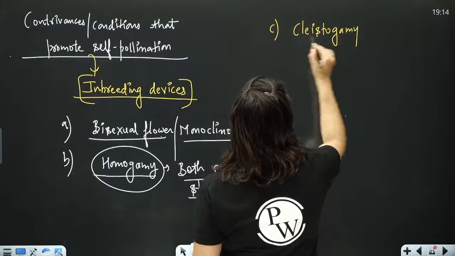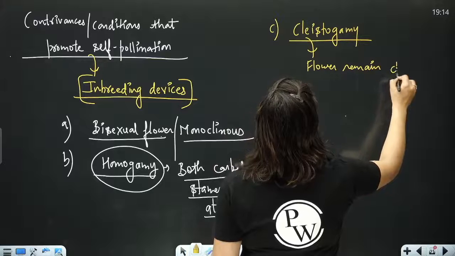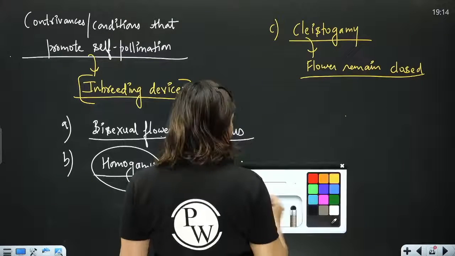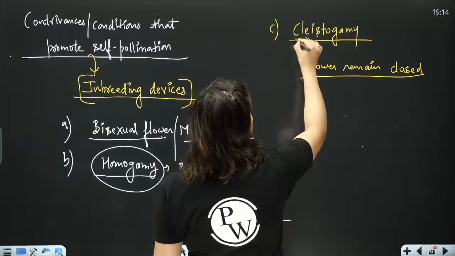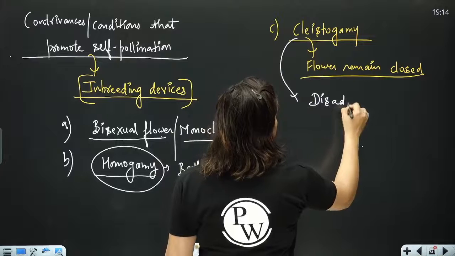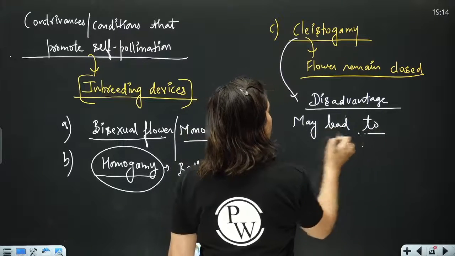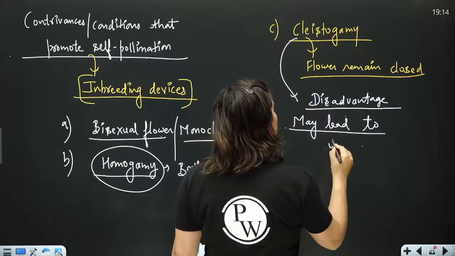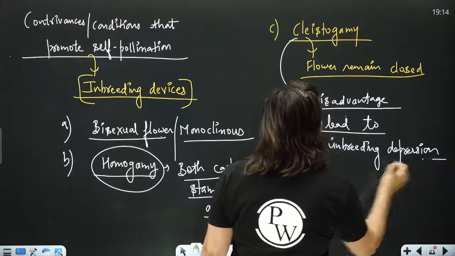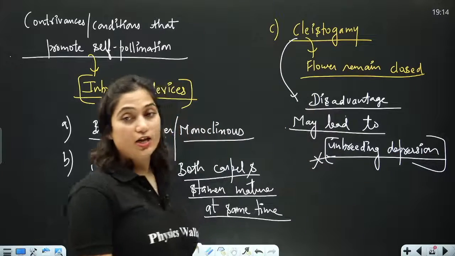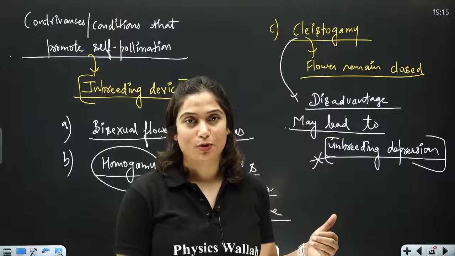What is cleistogamy? Cleistogamy is a phenomenon where the flower remains closed. That means the flower will never be opened up. And when the flower always remains closed, it will obviously show self-pollination, right? So what is the disadvantage of cleistogamy? The disadvantage is that it may lead to inbreeding depression, because there will be no change in the genetics of the plant. There will be no variation. But what is the advantage of cleistogamy? That without the requirement of a pollinating agent, there will always be formation of seed. There is assurance that seed will be formed even in the absence of a pollinating agent, right?